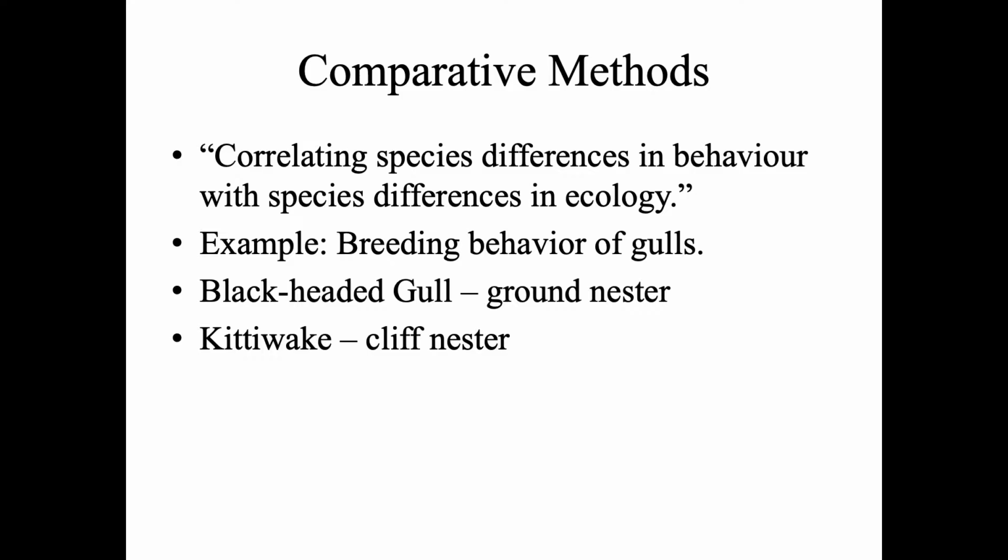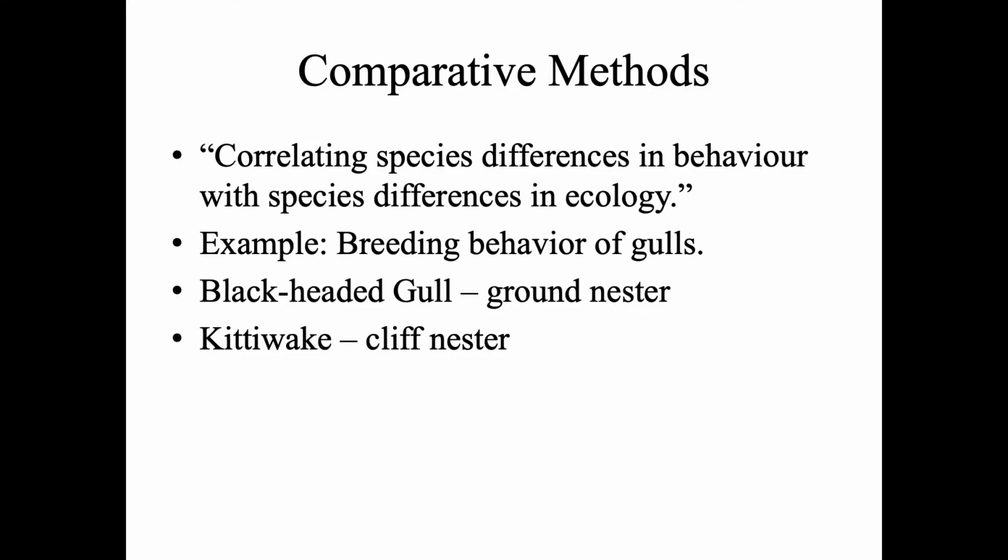We have different species of gulls that do different things. Black-headed gulls are ground nesters. Kittiwakes are cliff nesters. And so do you lay your eggs out on a beach where anybody can get to them? Or do you lay them up on a cliff where it's very hard for predators to get to them?